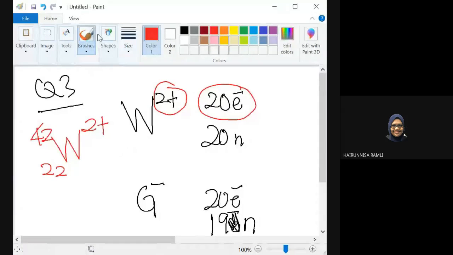Eh dia nak atom eh, sorry. Kalau nak atom, 2 positive tak payahlah. Okay. Padam je lah eh. Okay, sebab dia kata atom. So ini je. Okay, how about G minus?